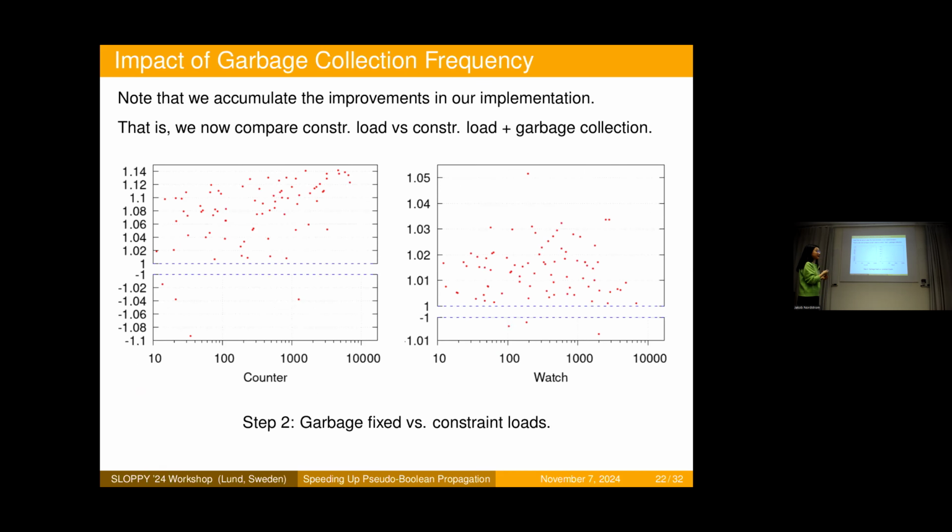So now we can compare the previous system with only one improvement with the current one that accumulates both improvements. We can see that most points are good. And especially if we compare the scale, we can see that the counter propagation has been improved a lot.